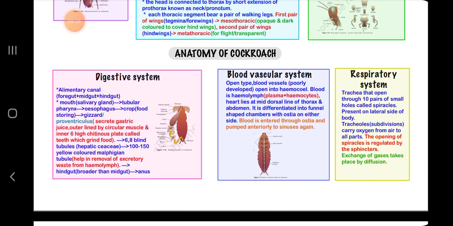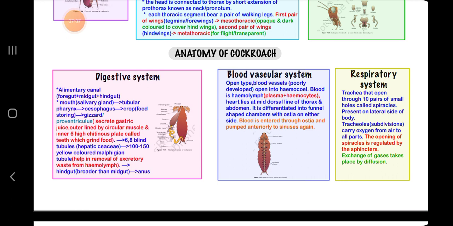Anatomy: the alimentary canal is foregut plus midgut plus hindgut. Mouth, salivary gland, which is tubular, pharynx, oesophagus, crop for food storing, and gizzard or proventriculus, which secretes gastric juice, outer lined by circular muscle, and inner 6 highly chitinous plates called teeth which grind food. 6 to 8 blind tubules, 100 to 150 yellow colored Malpighian tubules, which help in removal of excretory waste from hemolymph, and the hindgut is broader than the midgut, ending in the anus.